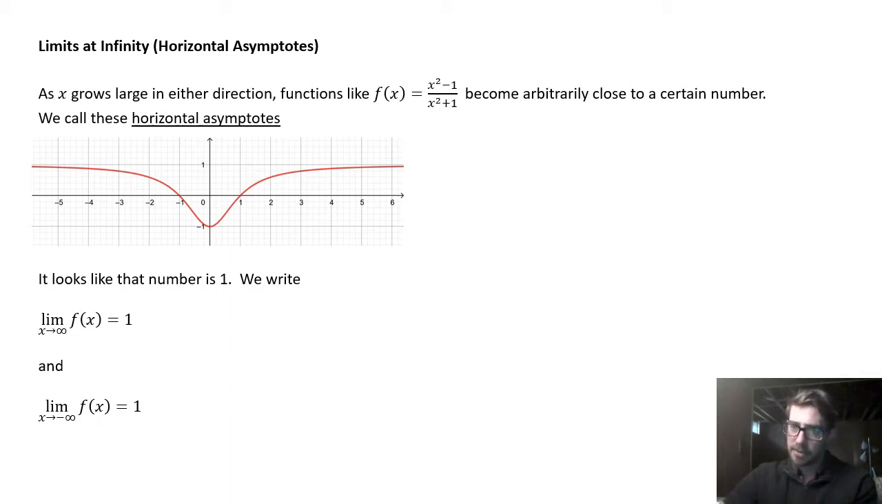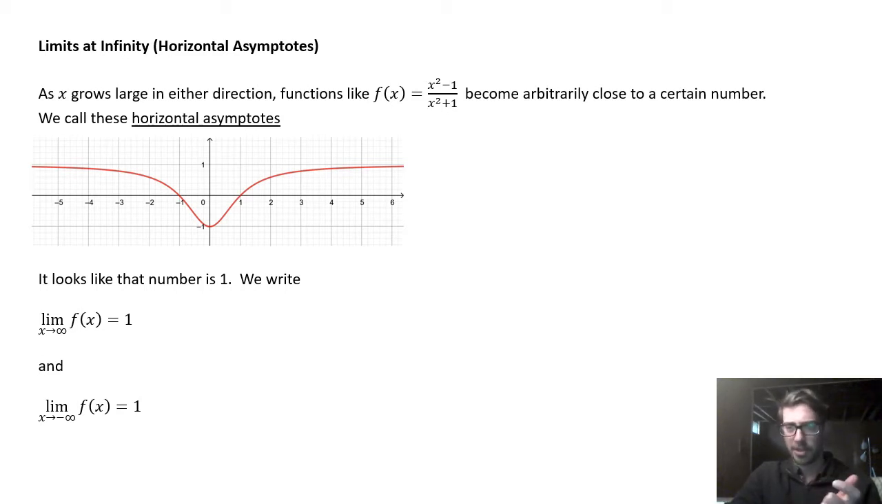So unlike a finite limit, x is never going to get to infinity. This is just a way of saying, okay, as x goes in the positive direction, the function becomes arbitrarily close to 1. And as x goes in the negative direction, it also becomes arbitrarily close to 1. So rather than just saying there is a horizontal asymptote at 1, we can now write it like this. In general, with rational functions, it's always going to be the same thing going in either direction. You're not going to have two different ones. So that's a big difference between these and vertical asymptotes.